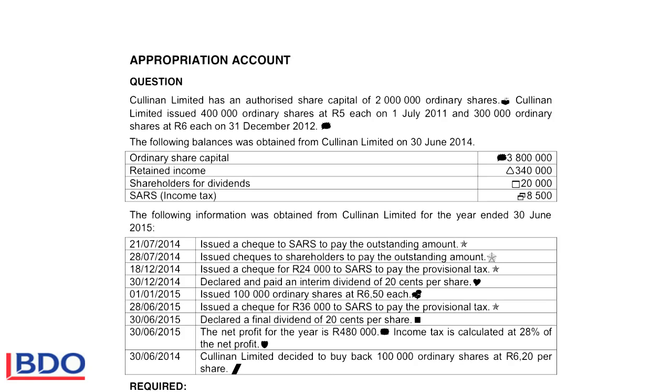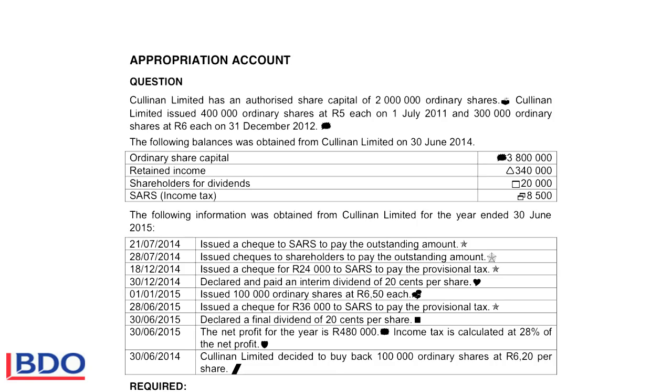If we look at the ordinary share capital amount, the 3.8 million, that must equal the 400,000 times 5 gives me 2 million, 300,000 times 6 gives me 1.8 million, and that will give me the 3.8 million capital. So that is the capital that was obtained by the company in previous years.